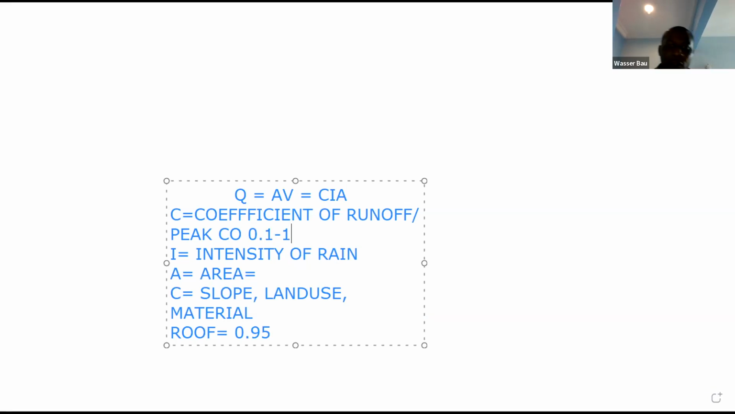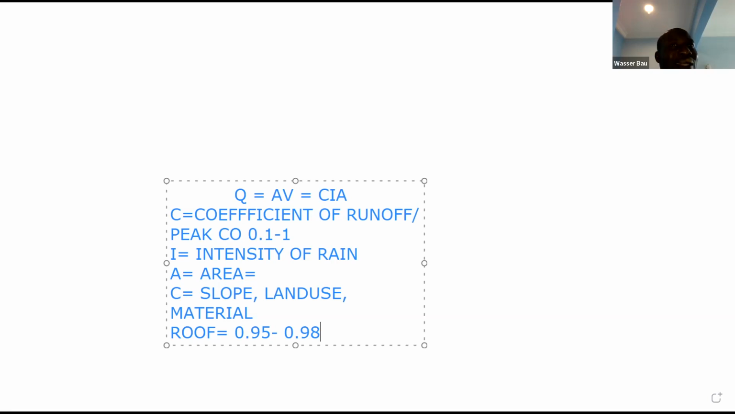So when we say coefficient of runoff, it is between 0.1 and 1. The more resistant you are to water infiltration, the higher your runoff coefficient. No material is 100% impervious, even though there could be, but the assumption is that no material is 100% impervious. So some roofing sheet, like aluminum long-span sheet, we can say it's between 0.9 to 0.98. I'll show you the table. It simply means that virtually all the water that falls on the roof will constitute runoff. So when you are doing your CIA, C will be 1.